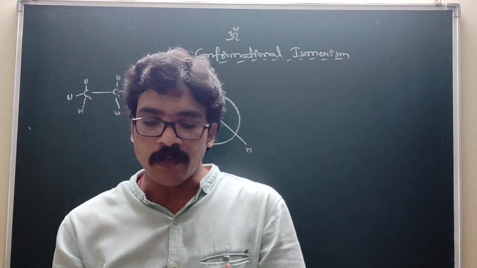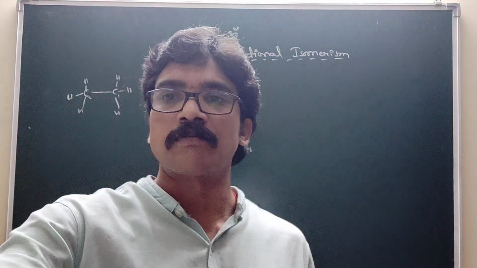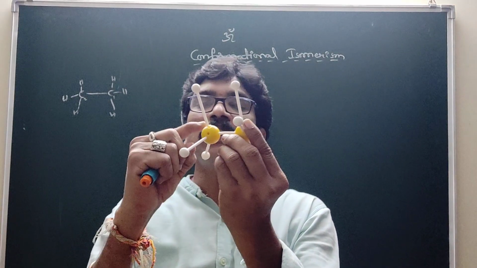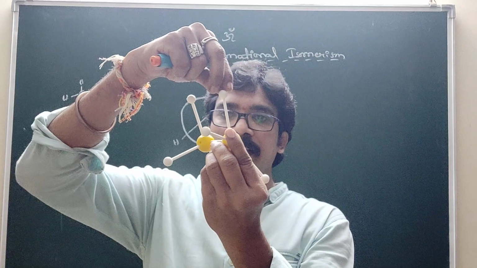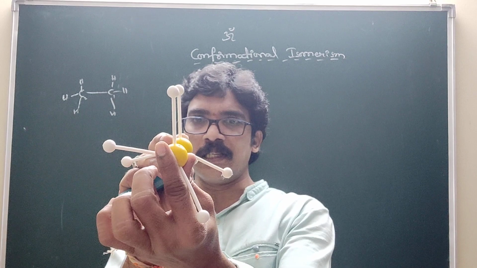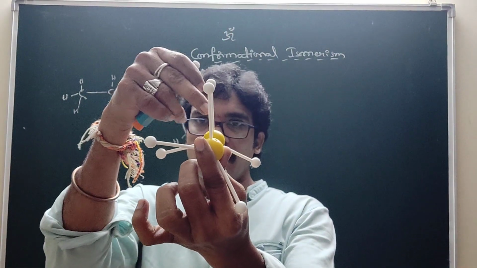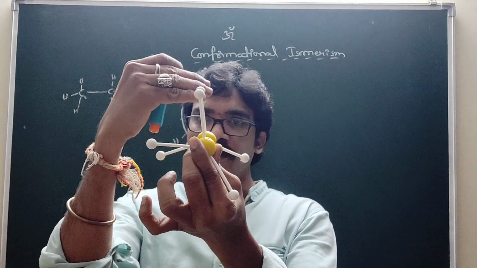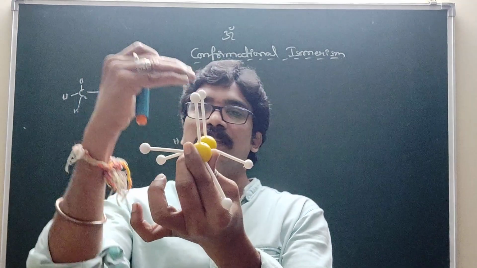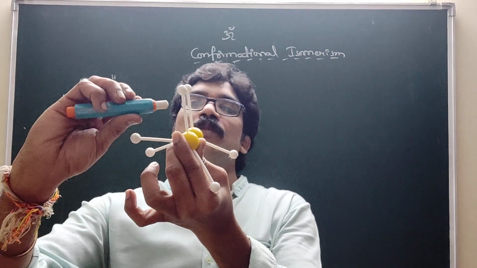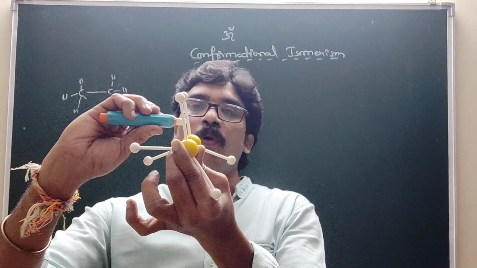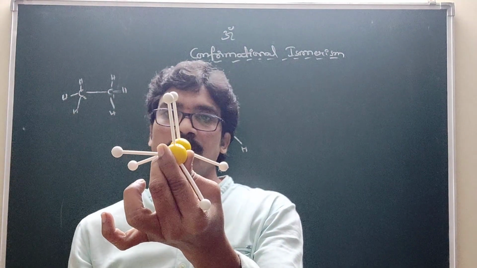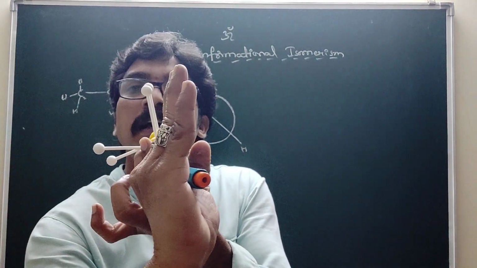Observe this diagram. In the front carbon, one hydrogen is observed like this. In the back carbon, one more hydrogen is there, exactly on the same plane, on the back side of the carbon. Between these two bonds, what is the angle? If you observe like this, the angle is 0.